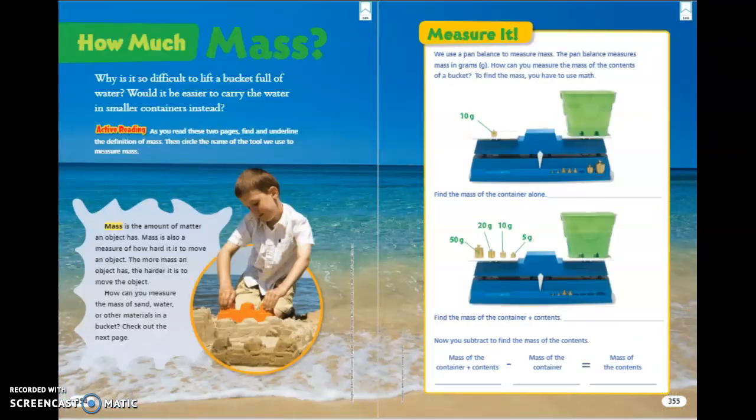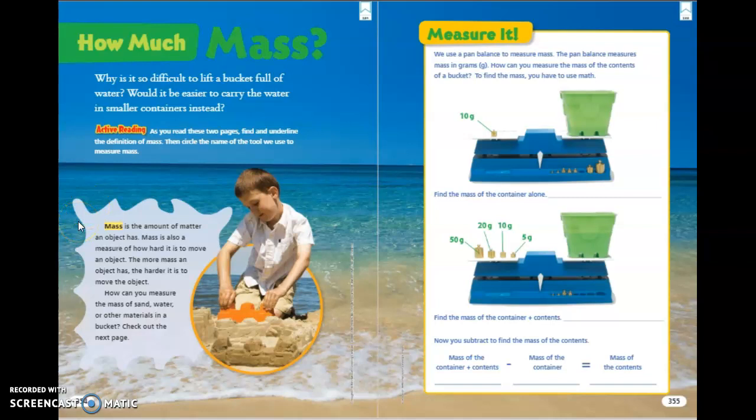Now we're on page 354 and 355. How much mass? Why is it so difficult to lift a bucket full of water? Would it be easier to carry the water in smaller containers instead? Active reading. As you read these 2 pages, find and underline the definition of mass. Then circle the name of the tool we use to measure mass. So when we figure out how they can measure mass, we're going to circle what they use to measure it with. Okay, let's go ahead and start with our reading.